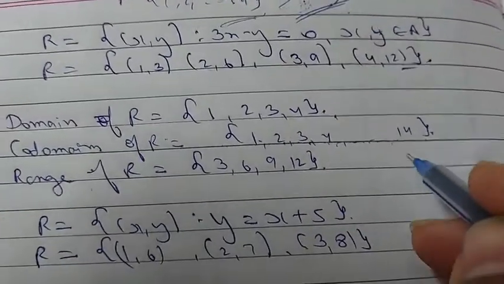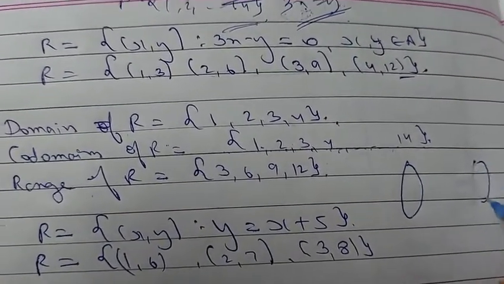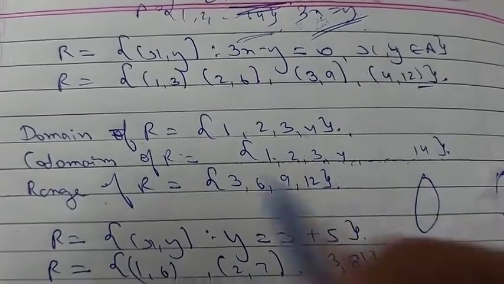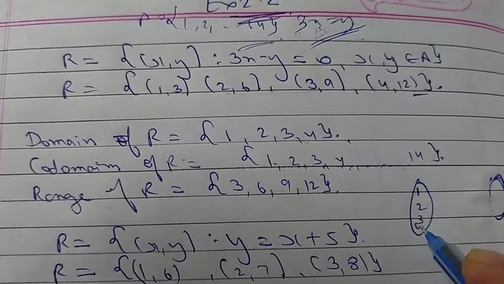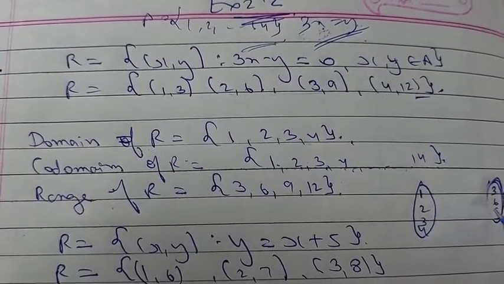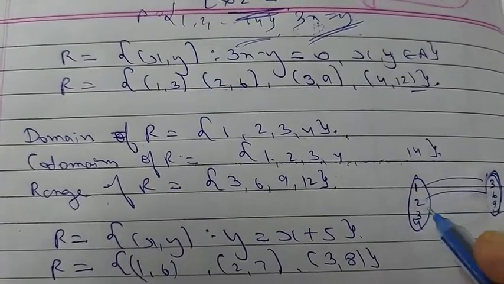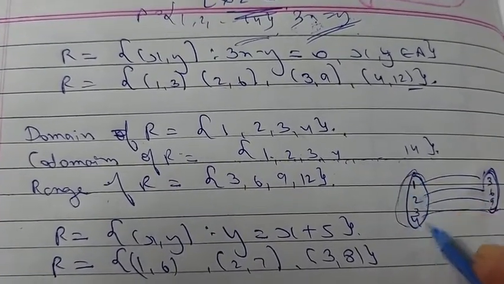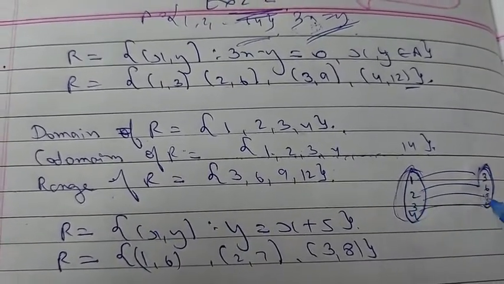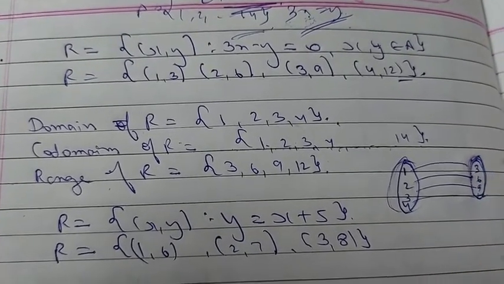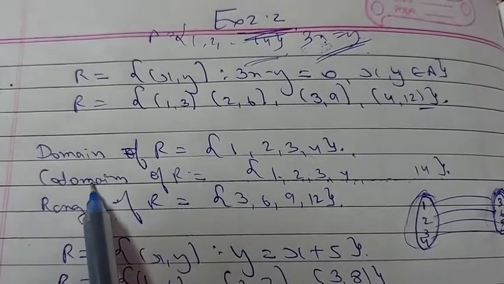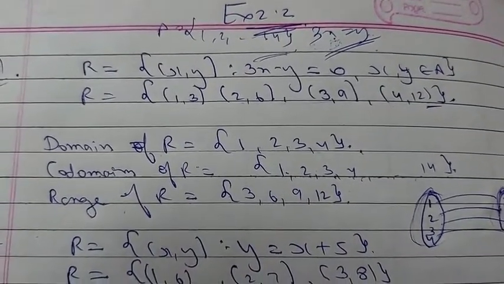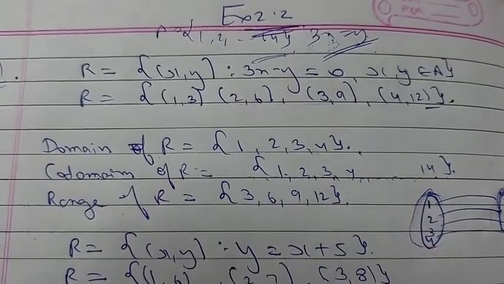I will tell with the image diagram. Suppose I put 1, then 2, then 3 and 4, whatever answers I get, 3, 6, 9 and 12. So the values we put are called the domain, and from these answers we get the range. And codomain is all the elements, whatever the limit is there, 14. This is the codomain.